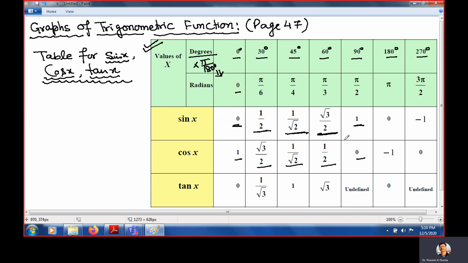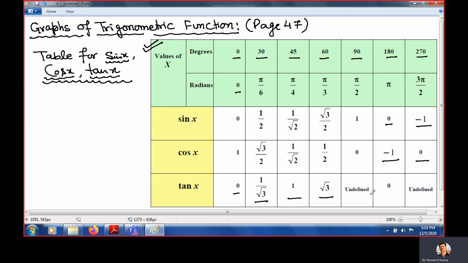I'm just explaining the procedure of learning, how to learn this. Now sin 180 is 0 and sin 270 is minus 1. Cos 180 is minus 1 and cos 270 is 0. Tan 0 is 0. Tan 30 is 1 upon square root 3. Tan 45 is 1. Tan 60 is square root 3.